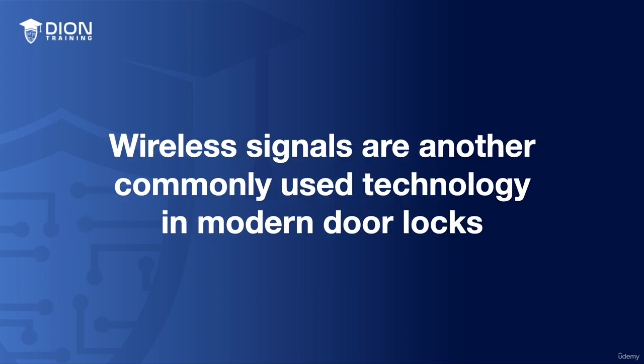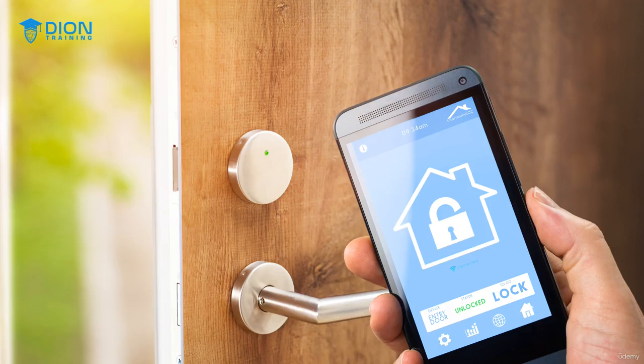Another commonly used technology with door locks is wireless signals. For example, at my home, I can open my front door using my smartphone by tapping it to the front door and sending out an NFC, or near-field communication, signal, and the door will then unlock based on the fact that I have my smartphone. Alternatively, I have also seen locks that use Wi-Fi, Bluetooth, and RFID to lock or unlock your doors.